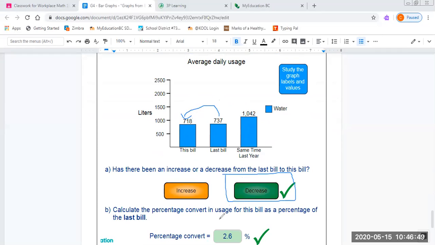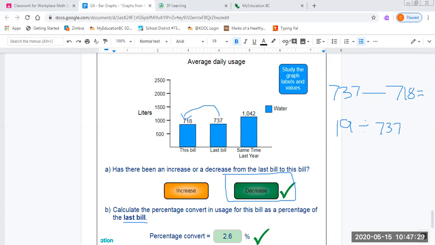Now it's asking us to figure out the percentage difference here really. So now what we need to do is we need to go 737 and subtract from that the 718. And I wrote that really large, so I have to put the number below. But basically the difference between these two would be 19. So that 19, we're going to then divide by, and we're comparing this to the last bill. So the last bill number is 737. So I'm going to divide by 737, and that's going to then produce a small decimal value that I'm going to multiply by 100 to figure out the percentage value.